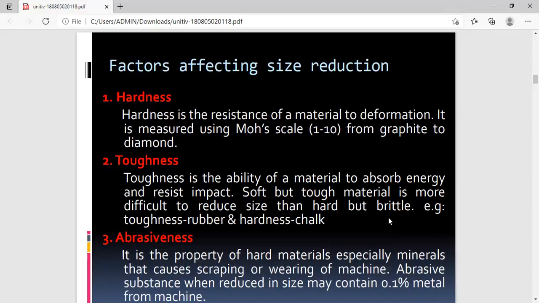Abrasiveness. It is the property of the hard materials, especially minerals, that causes scraping or wearing of the machine. Abrasive substances, when reduced in size, may contain 0.1% metal from the machine.